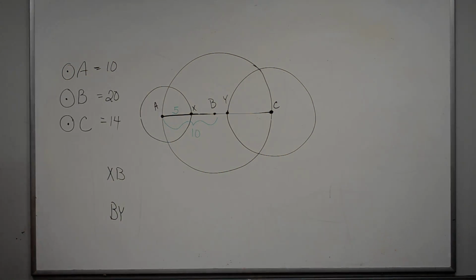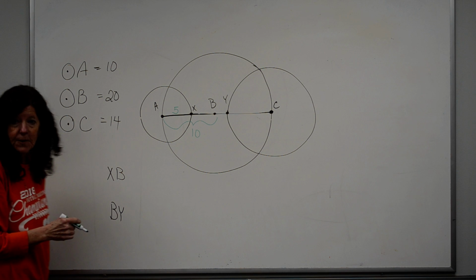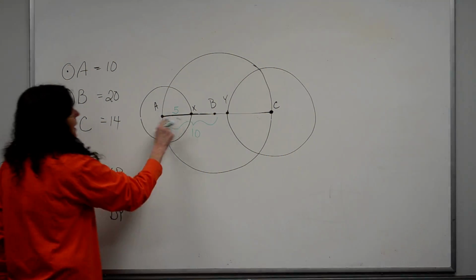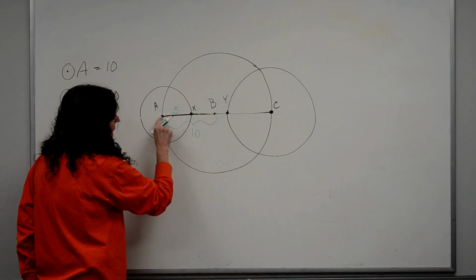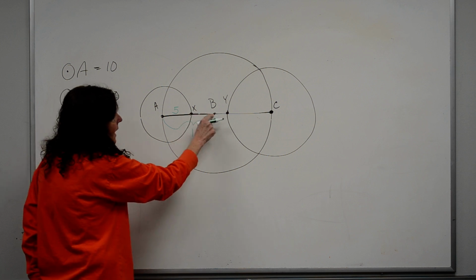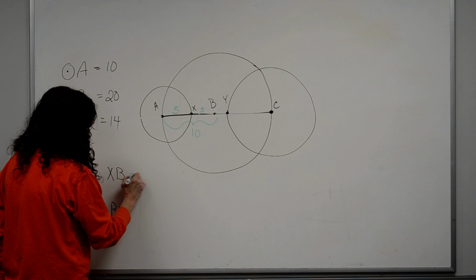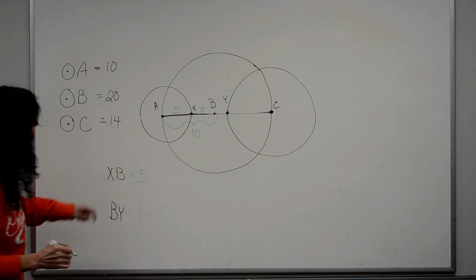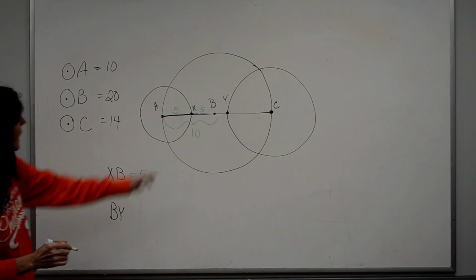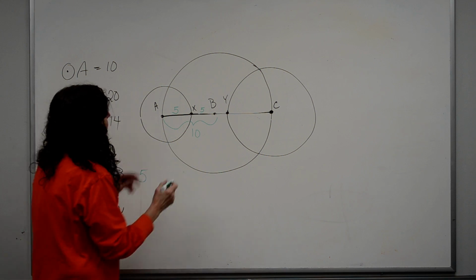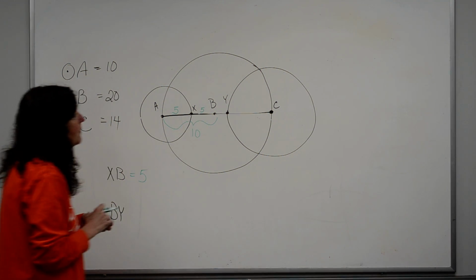Yes, no, maybe? Okay, what's from X to B? It's 5. Okay? Because from here to here is 10. I've got that much. What I'm lacking is from X to B. So that also has to be 5. Okay, now continuing on to get BY, I got to go to the other side. Now, what again is the diameter of B?